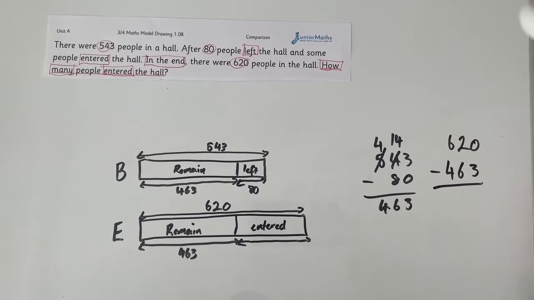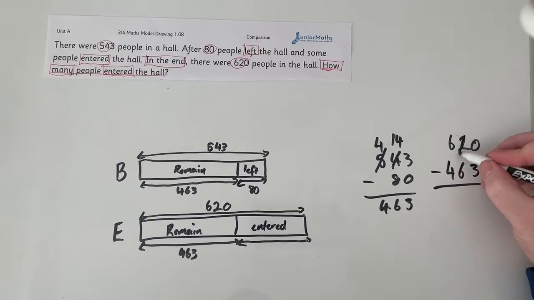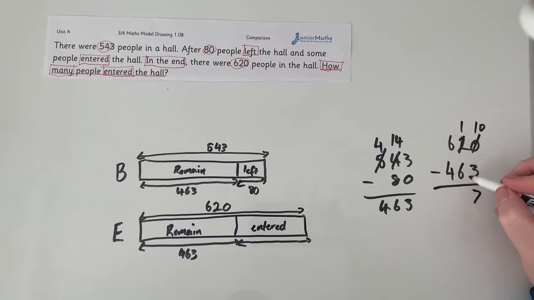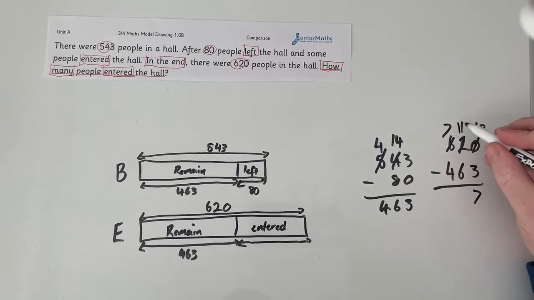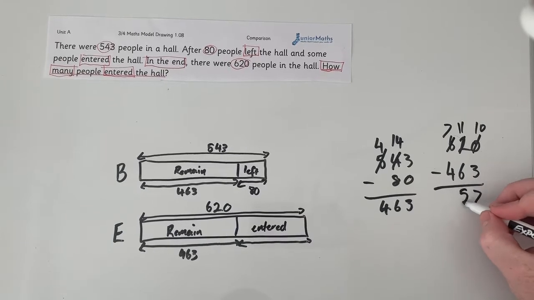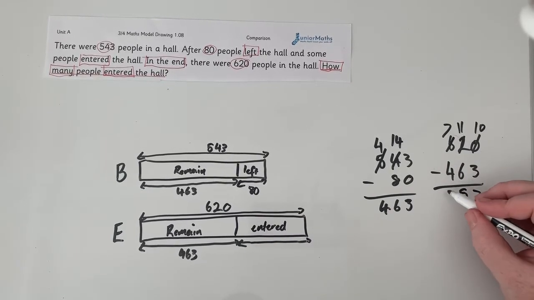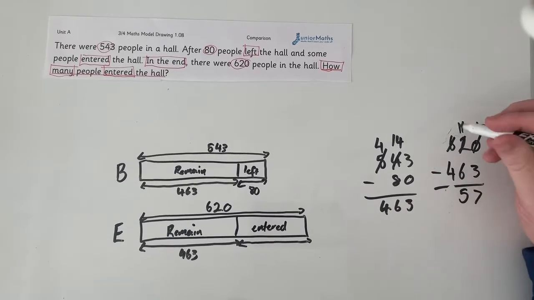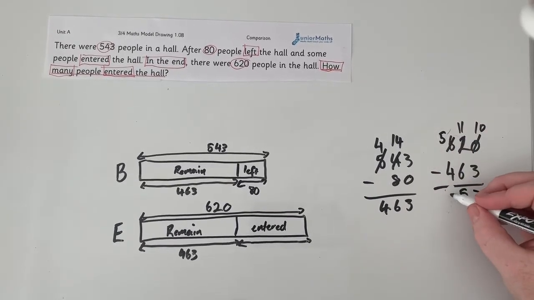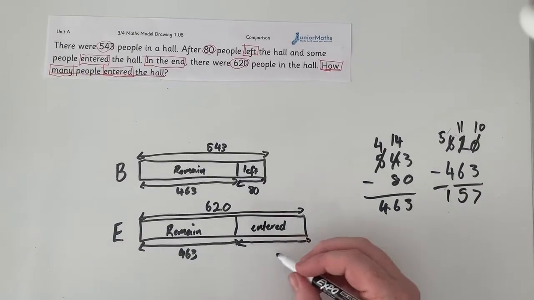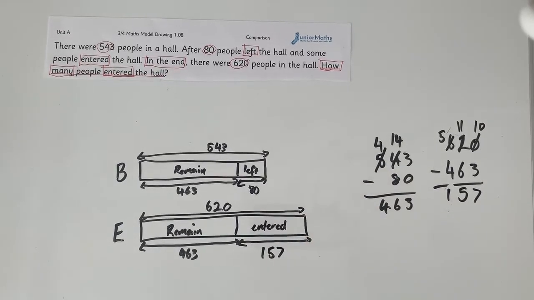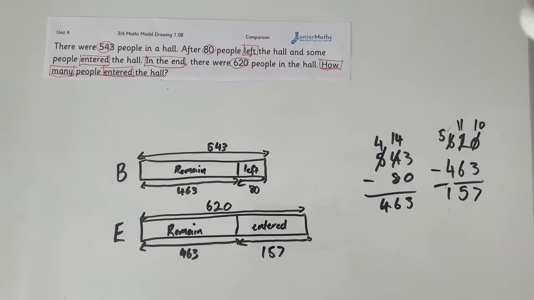463. All right. 0 take away 3, more on the floor. 10 take away 3 is 7. 1 ten take away 6 tens. 11 tens take away 6 tens is 5 tens. 7 hundreds take away 4 hundreds is 3. That was silly. That should be a 5. 5 hundreds take away 4 hundreds is 100. 157 people entered into the hall. Don't mind my mistake there that I made.